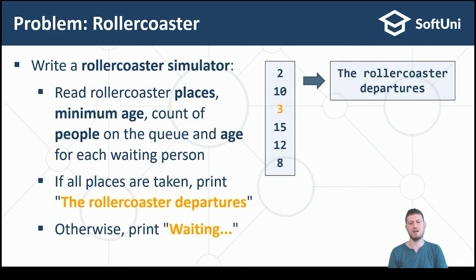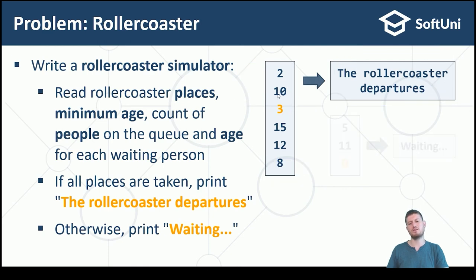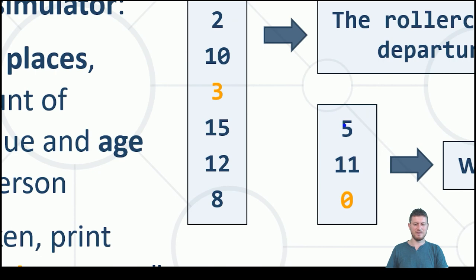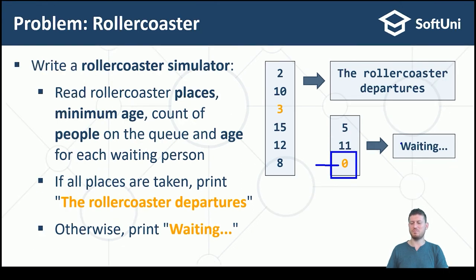This is an example. If you have 2 places at the roller coaster and a 10 age limit, this is the age limit here, and this is the places count here, 2. Okay, and we have these children. This matches the age restriction, this matches the age restriction, this doesn't match the age restriction, and we have 2 places occupied by 2 children. So it's totally okay. The roller coaster is full, it will depart. Otherwise, another example, we have a roller coaster of 5 places with an 11 age limit, and we have no people waiting here. So the queue will be empty and the places in the roller coaster will all be not occupied, so it should print waiting.